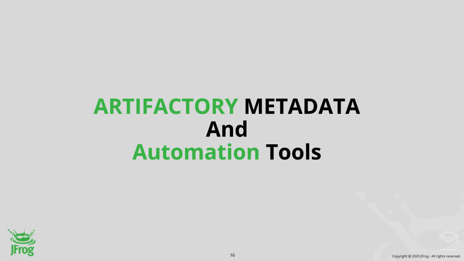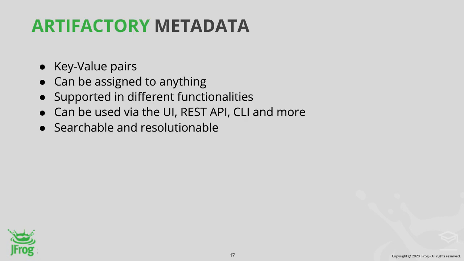The idea is to associate metadata to your artifacts in Artifactory and utilize that metadata to get those artifacts out. We're also going to quickly touch on automation tools. As I mentioned earlier, the whole UI I'm showing you is built on top of our own REST API, and you can do a lot more. Metadata is basically nothing but key value pairs. You can assign it to pretty much anything you want, search for it, and resolve artifacts based on it. You can do that all with the UI, the REST API, and the CLI, which is our smart command line interface.